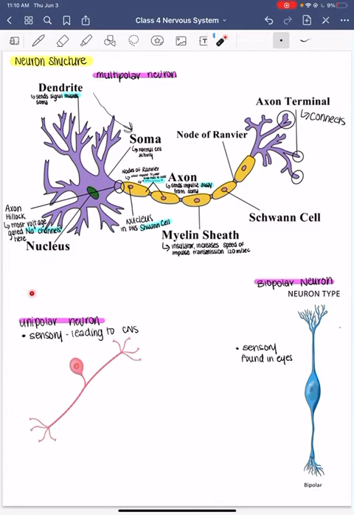We also have unipolar neurons, which are sensory, and they lead to the central nervous system. What's unique about these guys is that the soma is located on the outside, whereas with bipolar neurons, which are also sensory but mostly found in the eyes, the soma is located right in between.